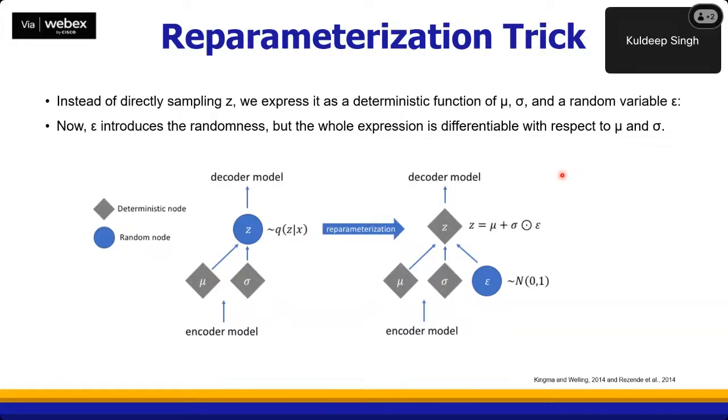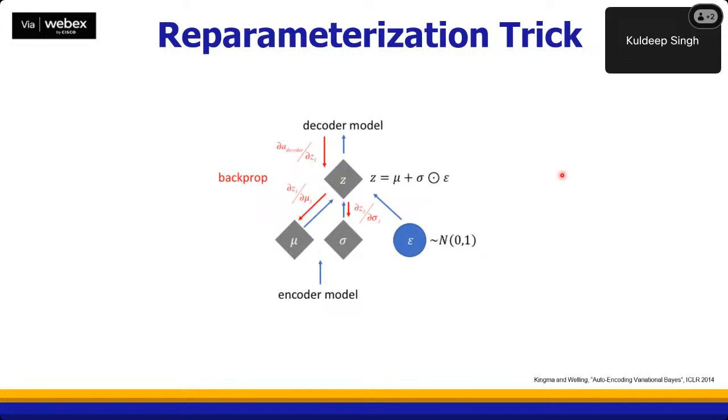So now what we can do, we can now optimize the parameters of the distribution, and still we are maintaining that ability to randomly sample from that distribution. So that is called the reparameterization trick. This is the depiction of backpropagation here. Now, since this is a deterministic node here, now we can differentiate. We can do differentiation here with respect to each of the parameters.